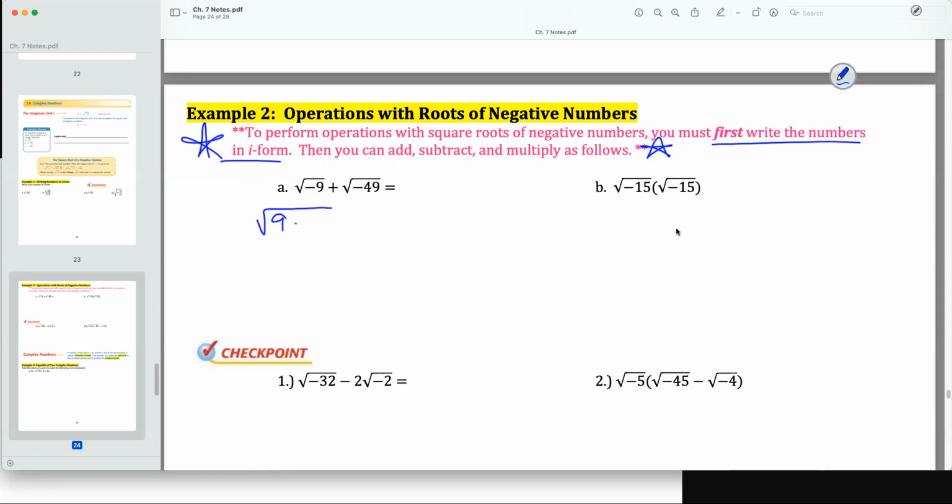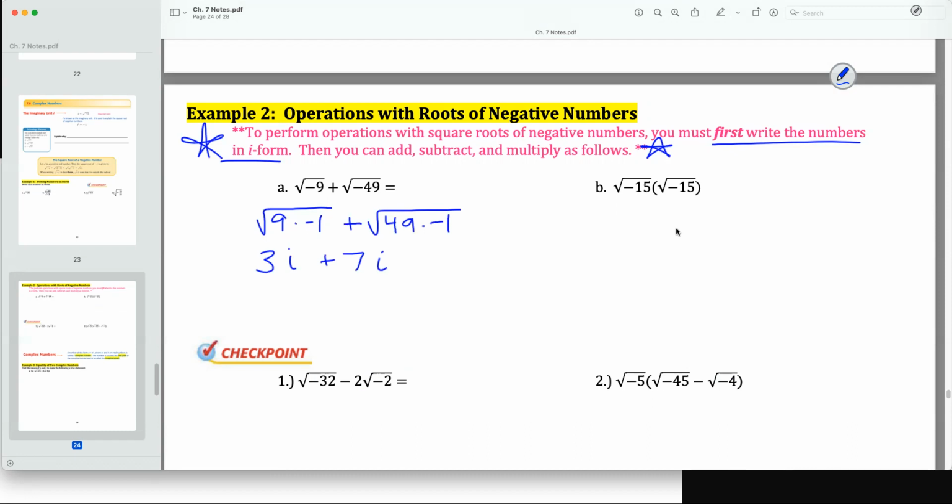This is the same thing as 9 times -1. The square root of 9 is 3. The square root of -1 is I. And then we have plus the square root of -49, which is the same thing as 49 times -1. The square root of 49 is 7. The square root of -1 is I.